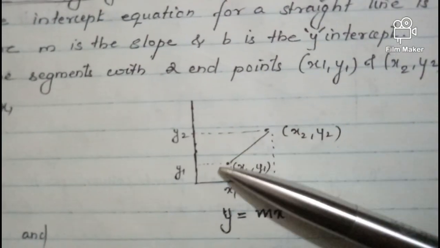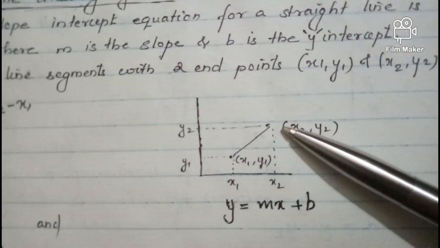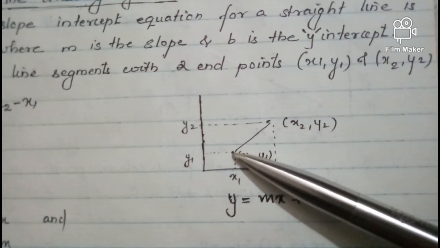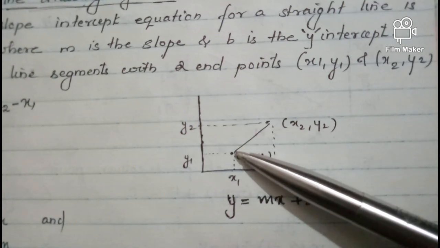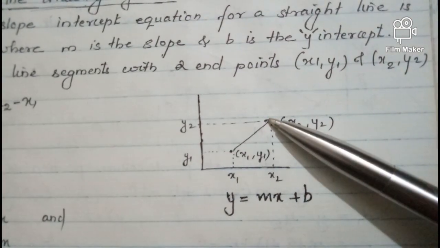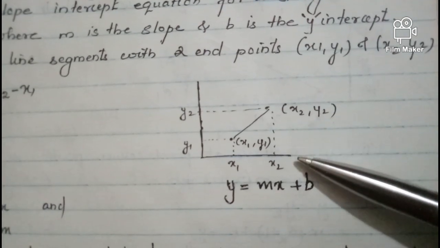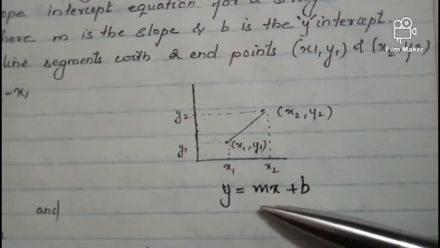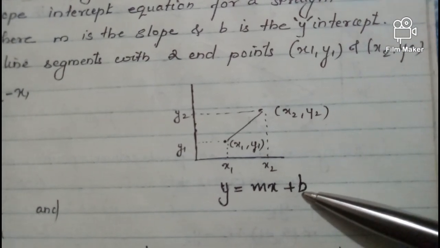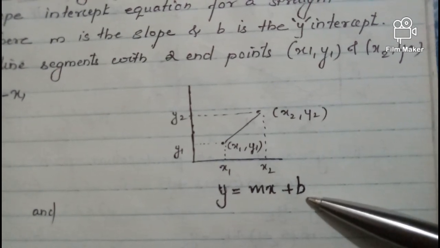Let this be the line segment, which has two endpoints x1, y1 and x2, y2. Using this algorithm, starting from the first point, we will be plotting after calculating all xy positions that lie between the first end and the last end. For easy computations, we will be using the straight line equation, which is y equals mx plus b. Here m is the slope of the line and b is the y-intercept.